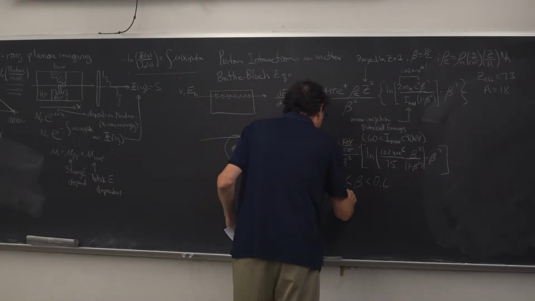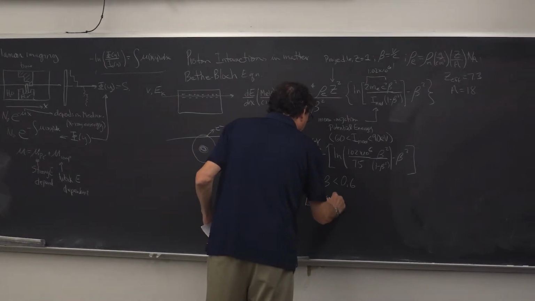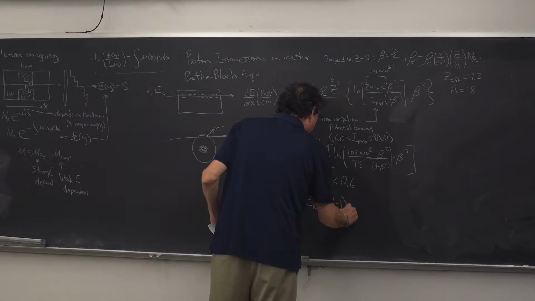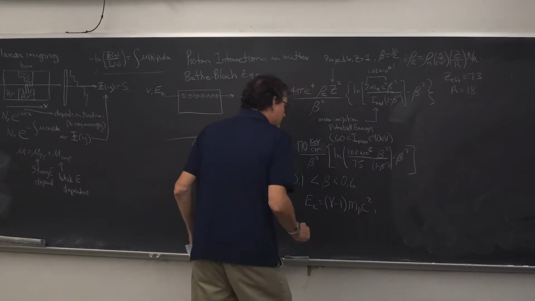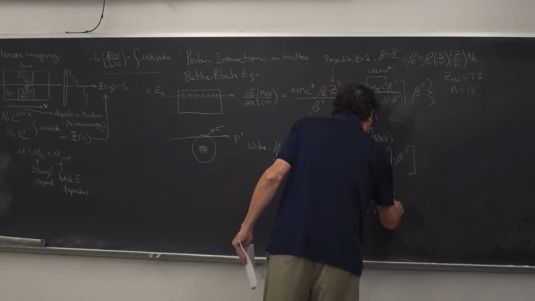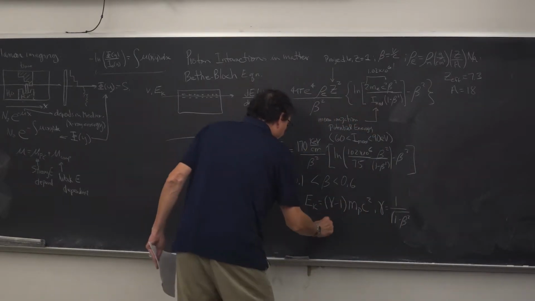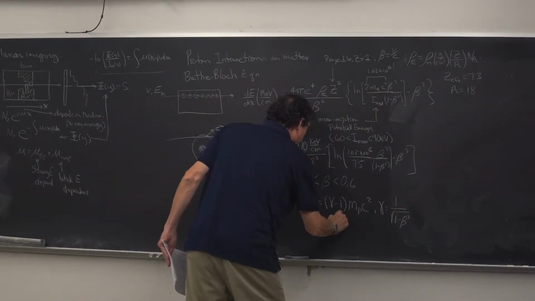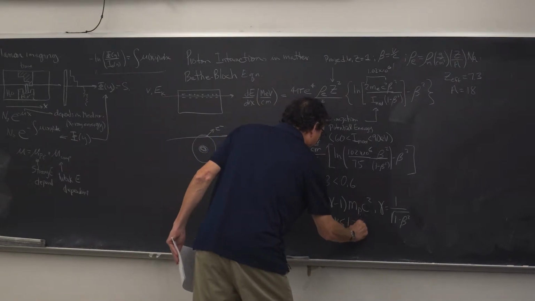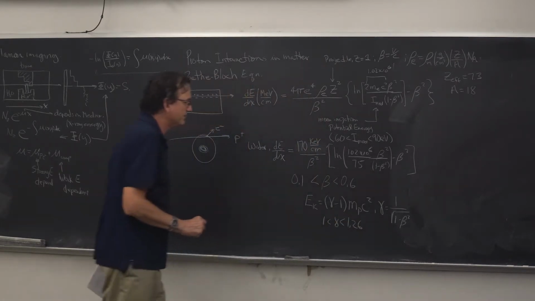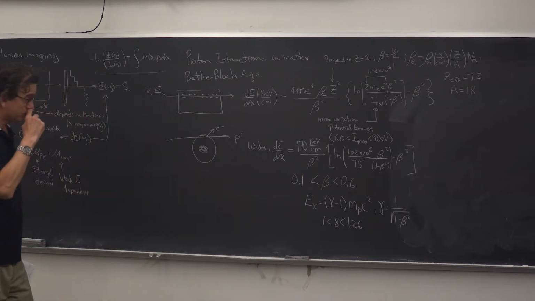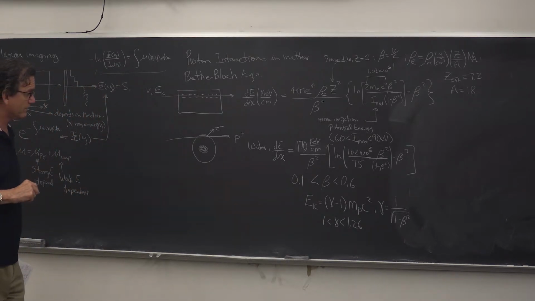we can have, for example, that the kinetic energy is equal to gamma minus 1 times the mass of the proton times c squared. And this is again the relativistic gamma. So gamma is 1 over the square root of 1 minus beta squared. Gamma varies between 1 and 1.26 for our region of interest. So that's sort of what we have to work with.